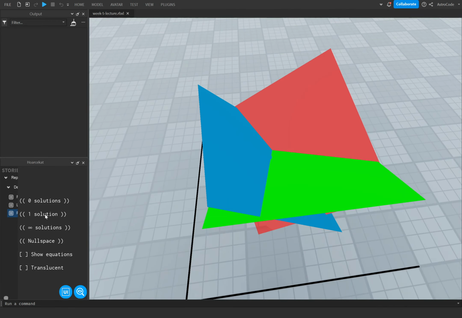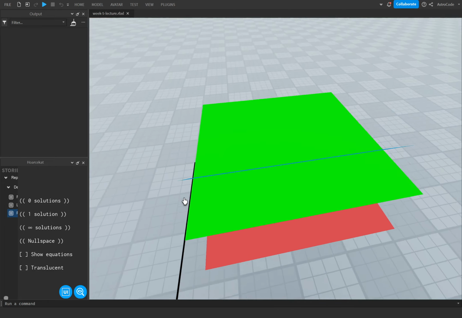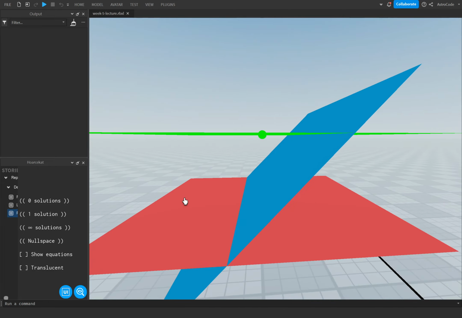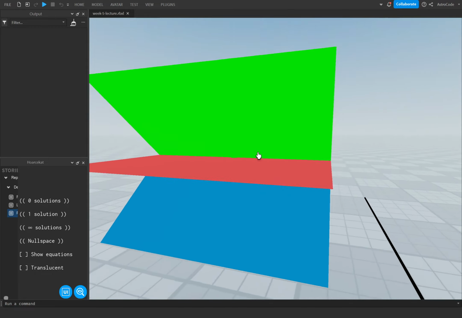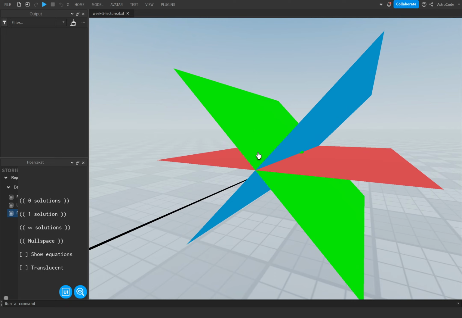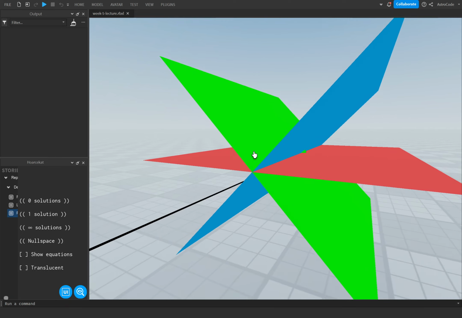And then we can look at planes with no solution. So these planes here, you can see, well, the blue and the red intersect, and they intersect at a line. The blue and the green, they intersect at a line. But all 3 of them don't intersect in one spot, so there's no solution. And then lastly, here's a case where there are infinitely many solutions because all 3 of these planes intersect at a line.